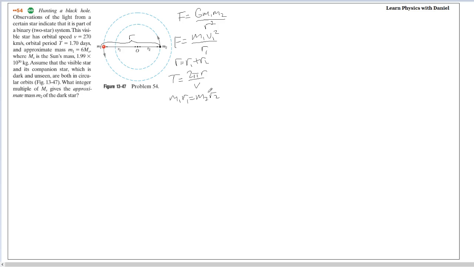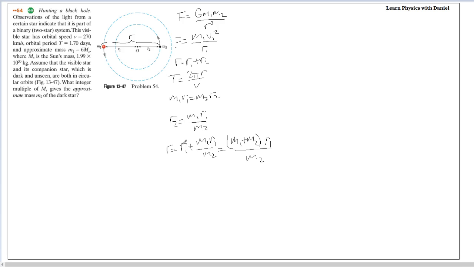So let's substitute. Let's find r2 with this center of mass equation. We get that r2 equals m1 r1 over m2, which means that we can plug that into r equals r1 plus r2 to find that r equals r1 plus m1 r1 over m2, which, if you combine the denominator, means (m1 plus m2) times r1 over m2 is r.